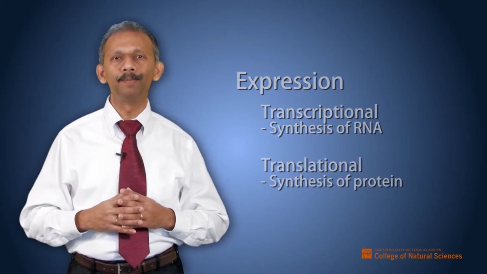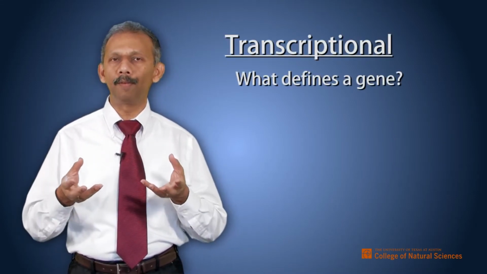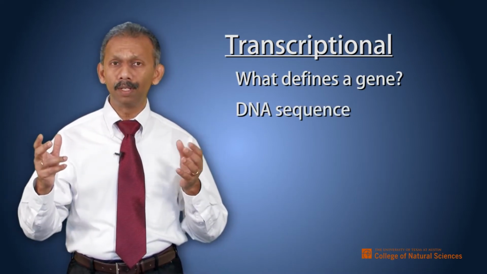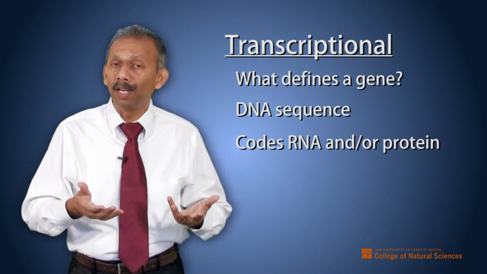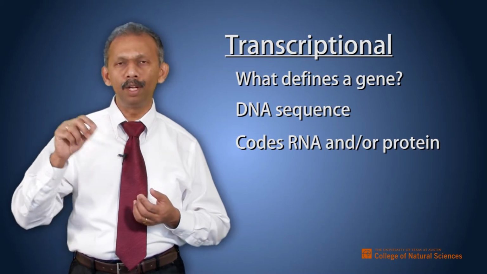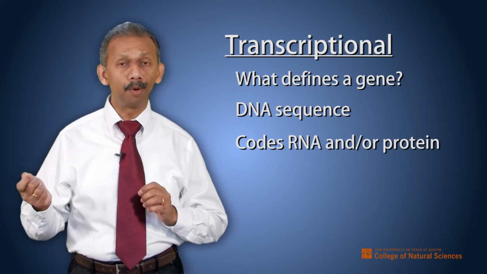So the expression of a gene refers to either synthesis of RNA at the transcriptional level or synthesis of protein at the translational level. When we look at expression of a gene at the transcriptional level, you need to understand what genes are made up of. What defines a gene? A gene is a fragment of DNA of specific sequence that contains coding information to make RNA and protein. Because not all RNA are converted into protein, like ribosomal RNA and tRNA, they do not make protein, whereas the mRNA contains information to make protein.